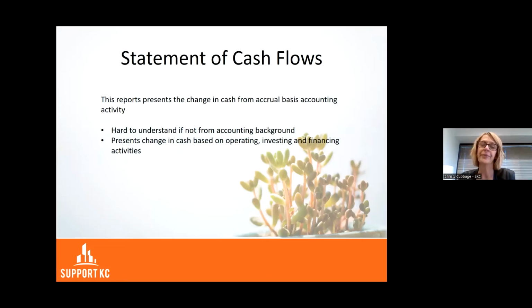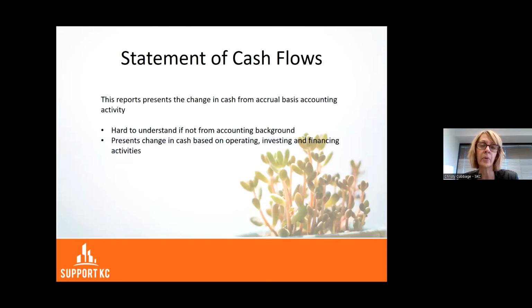The statement of cash flows. We automatically generate that for the most part from the accounting system. So it shows the change in cash from an accrual basis of accounting activity. So you may have accounts receivable, and that shows up as income on that statement of activity, but you didn't really receive cash. So having a huge accounts receivable is great, but if you're never collecting them, your cash flow is not good. So understanding if you are in a good cash position is very important.